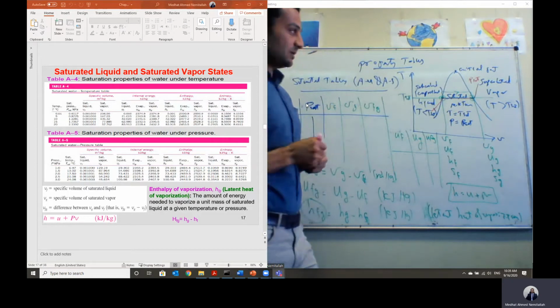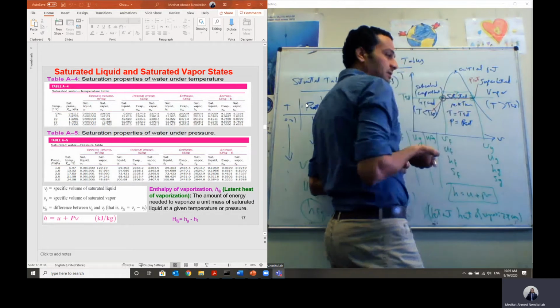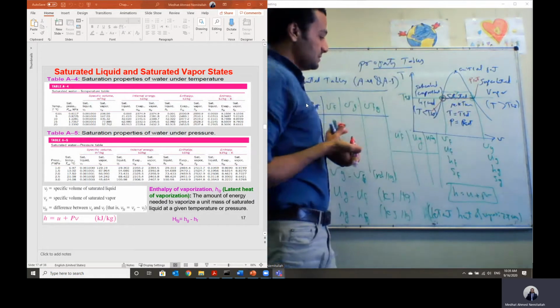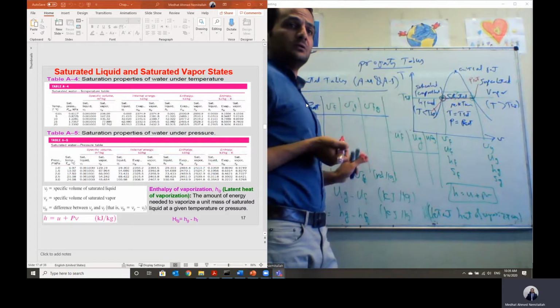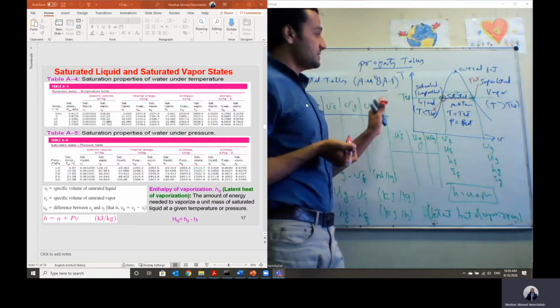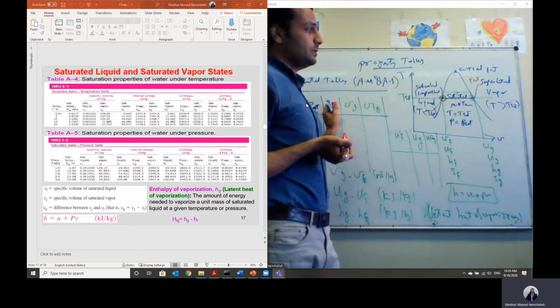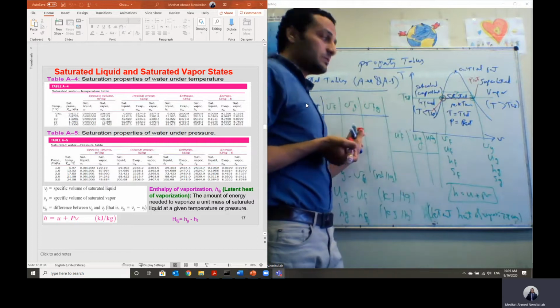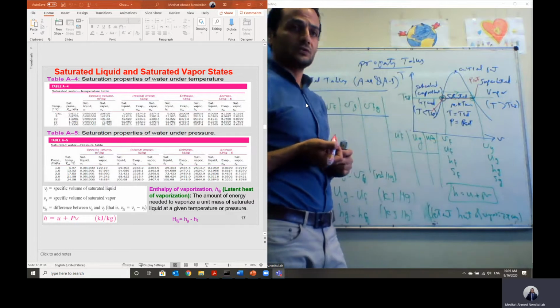But what if I am here? If the state is saturated liquid, then at this temperature the specific volume will equal v_f, and internal energy will equal u_f. If the state is saturated vapor, then at this temperature I can go to the table and the specific volume will equal v_g, internal energy will equal u_g, and so on.